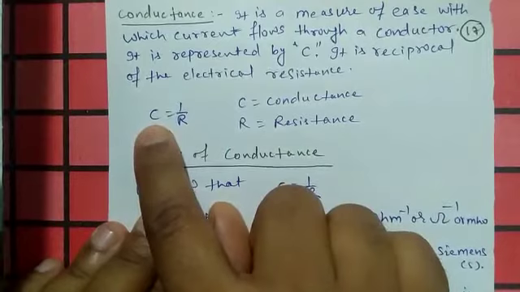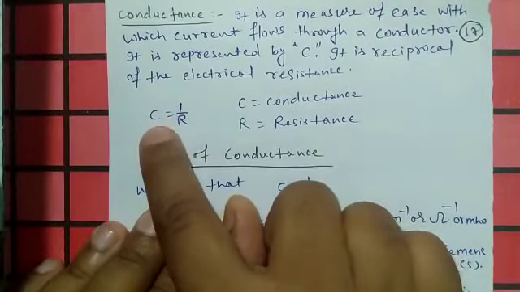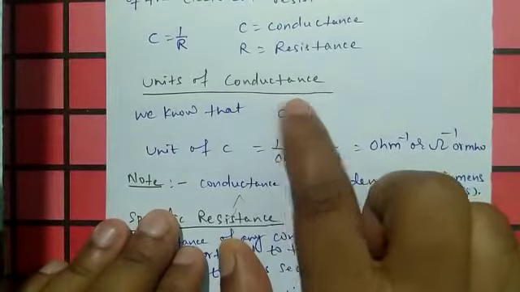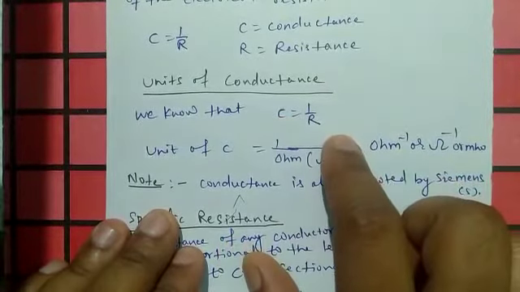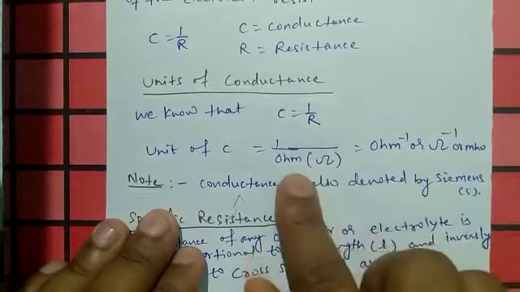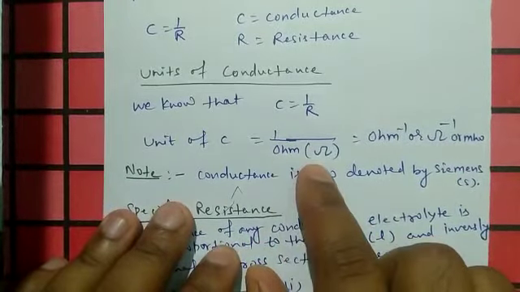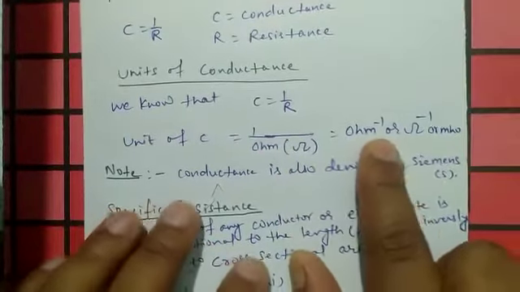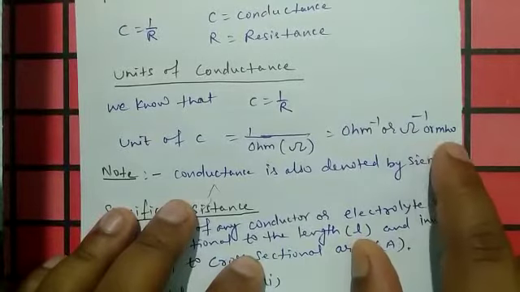C, and C is equal to 1 by R. That means the reciprocal of resistance is called conductance. Now, the unit of conductance. As we know, C is equal to 1 by R, and R is the resistance. The unit of resistance is ohm. So, 1 by ohm, that means per ohm, it can be represented as per ohm or MHO.